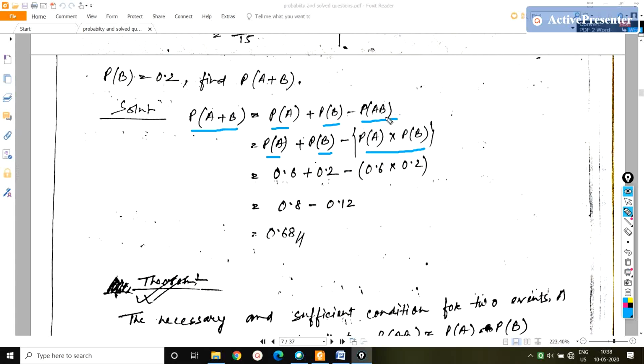Sometimes they will tell you to find the probability of A plus B, that is, at least A or B, and A and B are independent. When they tell you independent, then this product will be 0. Probability of AB will be 0.